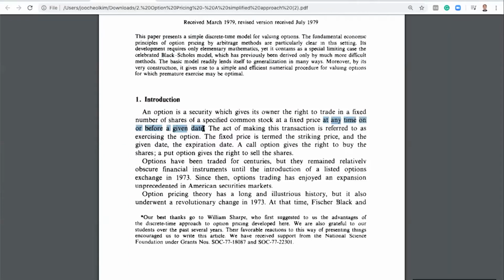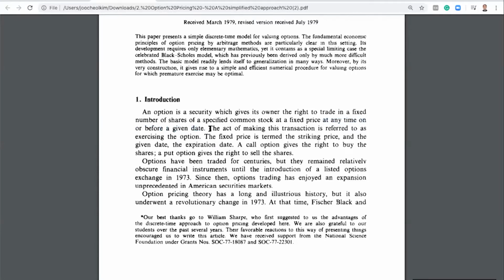So when you read this paper, you will encounter some paragraphs that you cannot understand from the viewpoint of European options. Then just ignore that part, and that's okay. We are not going to talk about American options.